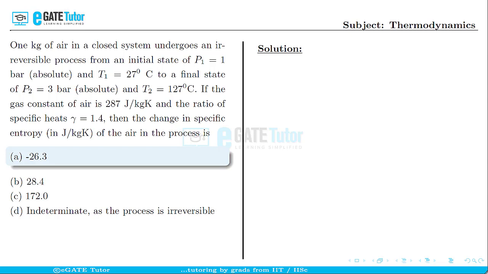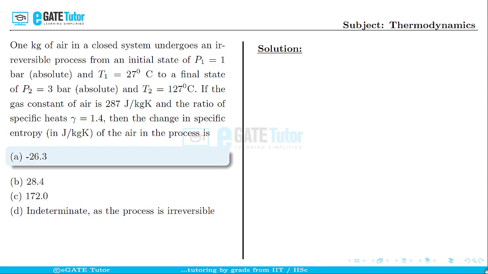If the gas constant of air is 287 joule per kg Kelvin and the ratio of specific heats gamma is equal to 1.4, then the change in specific entropy in joules per kg Kelvin of the air in the process is. So the 4 options are given, and according to the official key, the correct answer is option A. Let's move on to the detailed solution.